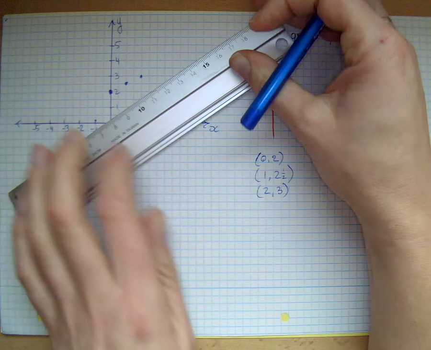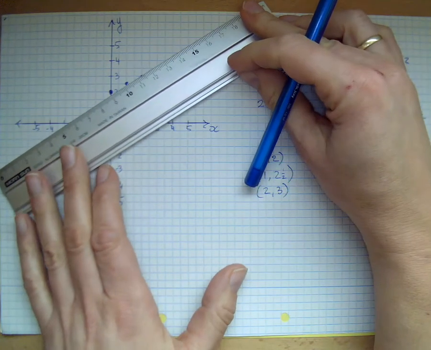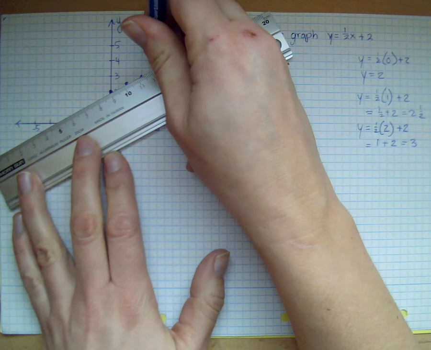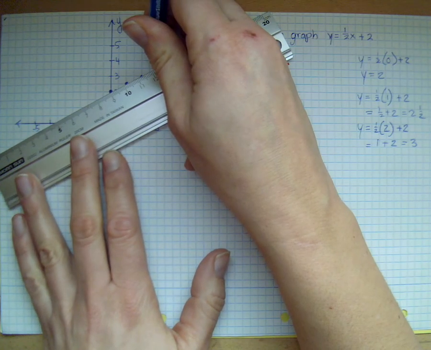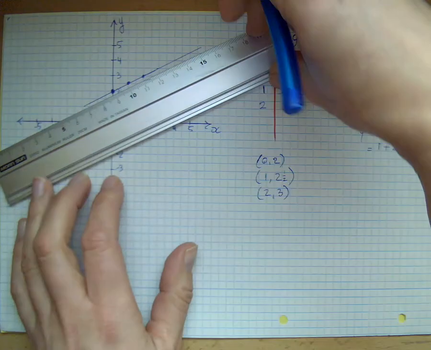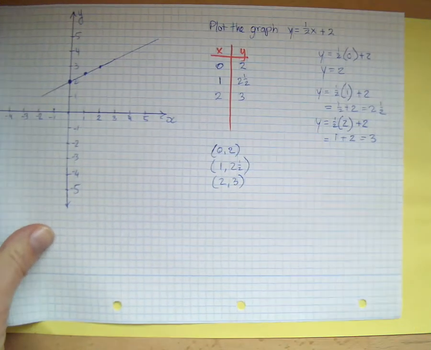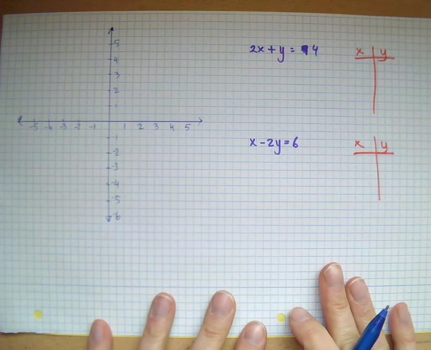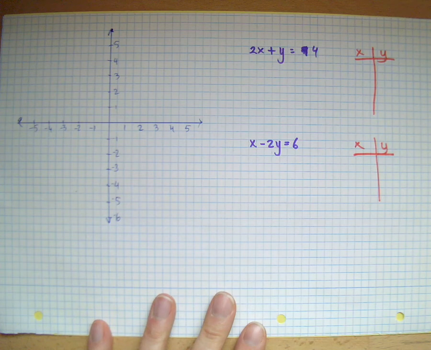We connect the dots by using our ruler. Let's make it look nice. Sort of nice. Nice enough. Oh my goodness. And that's our line, right? Oftentimes 0 is a really easy number to plug in.